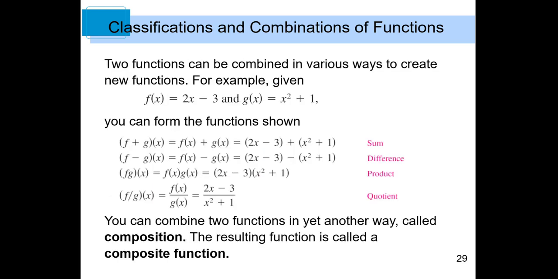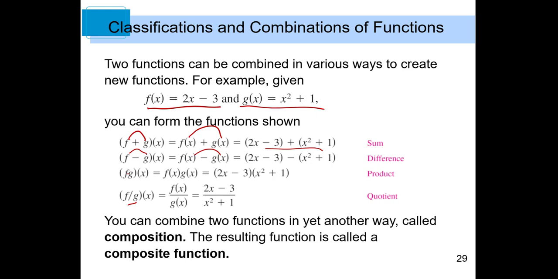Okay, so two functions could be combined in various ways to create a new function. For example, let's say f of x equals 2x minus 3, g of x is x squared plus 1. If you add them, f plus g, meaning you add f of x and g of x, you get a new function, right? And we subtract, then f minus g, so basically it's f of x minus g of x, called a difference of two functions. f times g, f of x times g of x, is a product of two functions. And f slash g is f of x over g of x, and this is called a quotient of two functions.